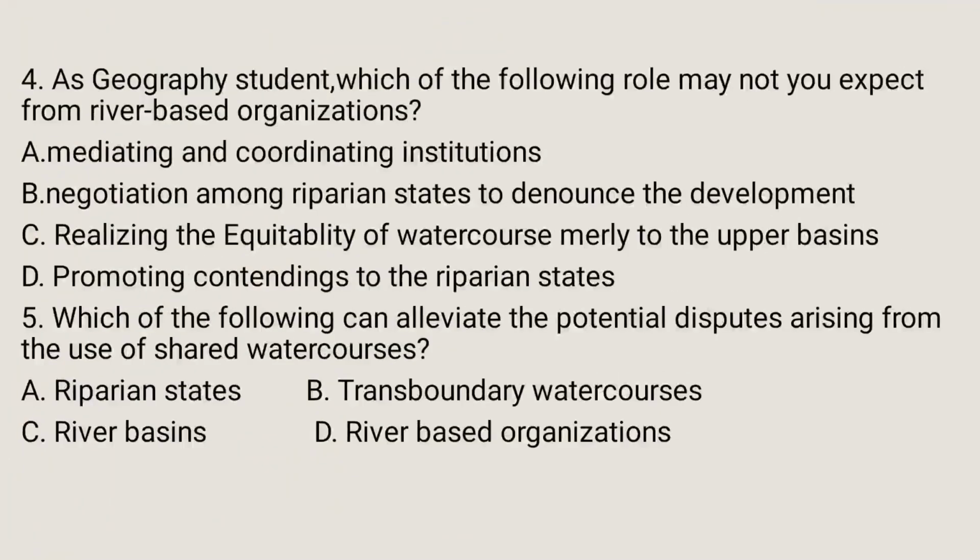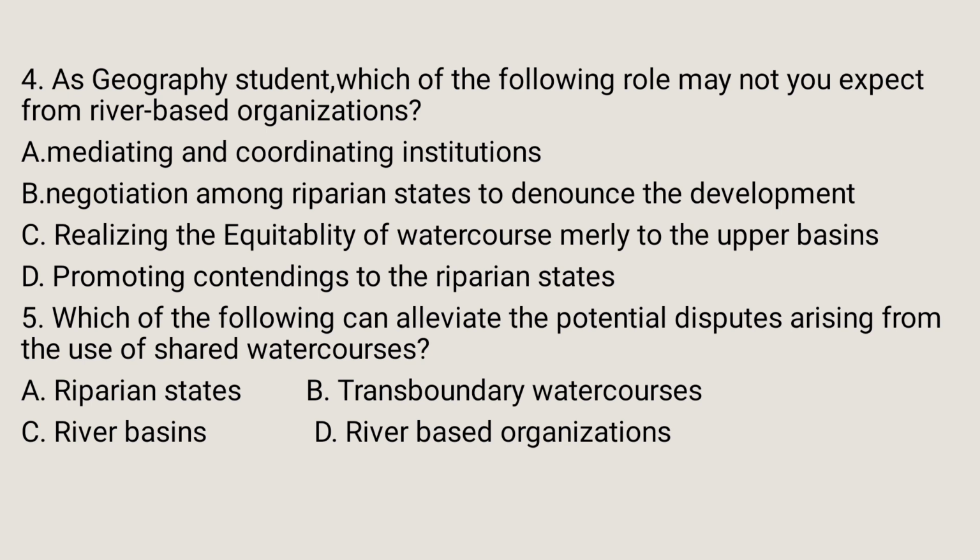Question number 4. As a geography student, which of the following role may not you expect from river-based organizations? A. Mediating and coordinating institutions. B. Negotiating among the riparian states to denounce the development. C. Realizing the equitability of watercourse merely to the upper basins. D. Promoting contendings to the riparian states.